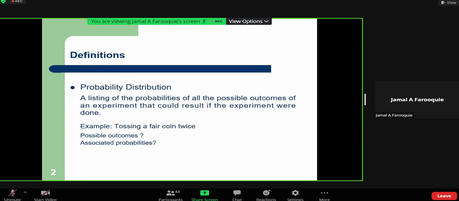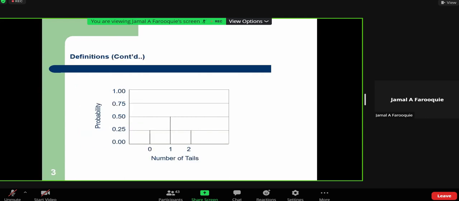So this is what we meant by listing the probabilities of all the possible outcomes of an experiment that could result if the experiment were performed. If you are interested in the number of tails, then the number of tails is called a random variable. What is the variable here? Number of tails. If I denote this number of tails by letter X, X can assume 3 values: 0, 1 and 2.